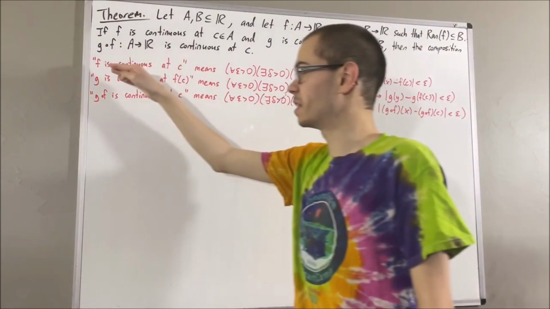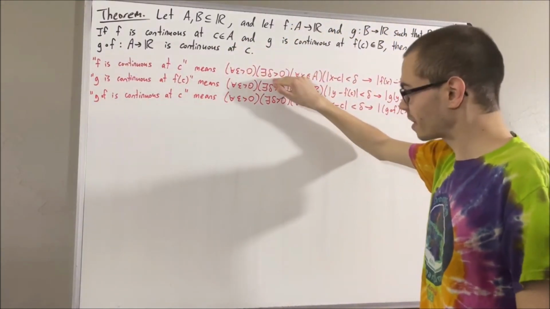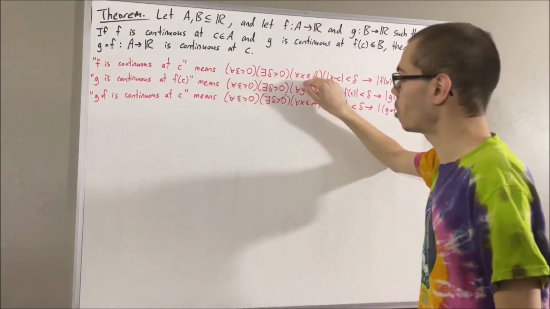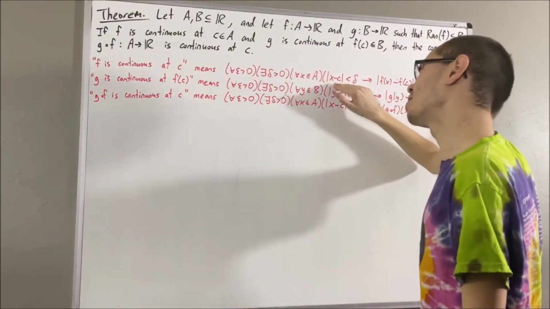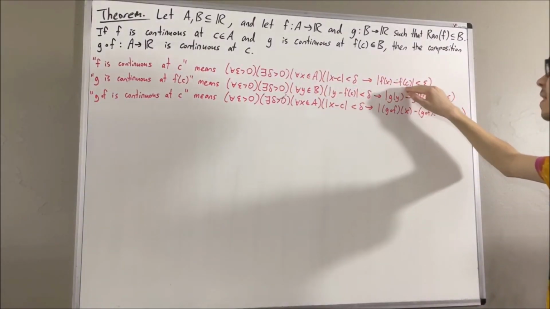To say f is continuous at c means for every epsilon greater than 0, there exists a delta greater than 0, such that for all x in A, if absolute value of x minus c is less than delta, then absolute value of f of x minus f of c is less than epsilon.